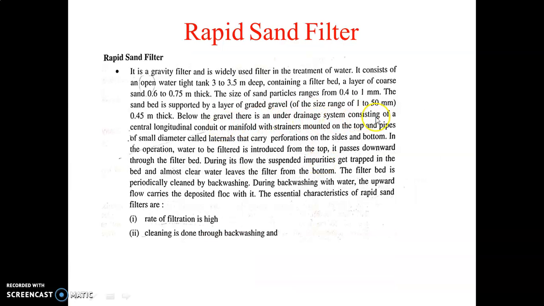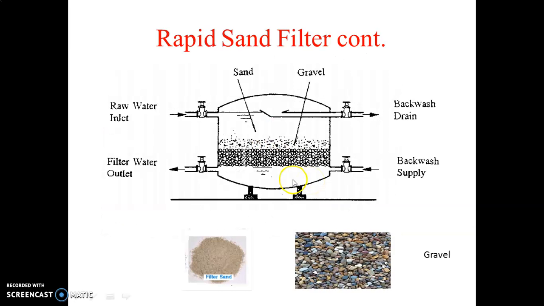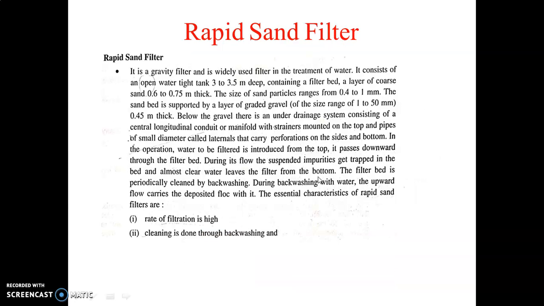And below that gravel, we have the drainage system consisting of a central longitudinal conduit or manifold. After that, there is a system, which is not shown in this figure, for taking the filtered water and for the backwash supply. We will discuss what is meant by this. So there may be a piping system provided here, which is not shown in the figure. Now, how is the operation of this filtration carried out?